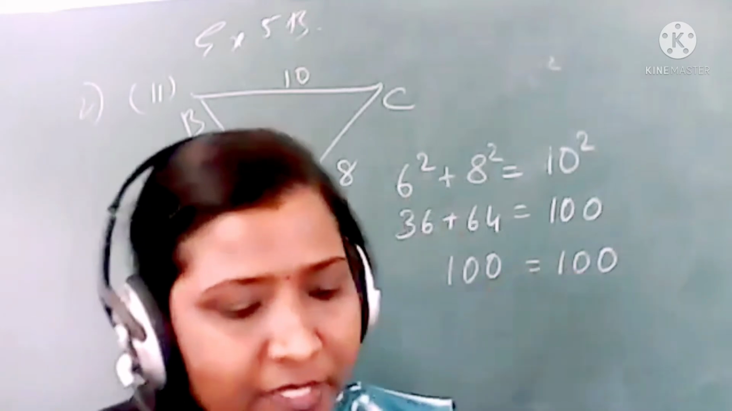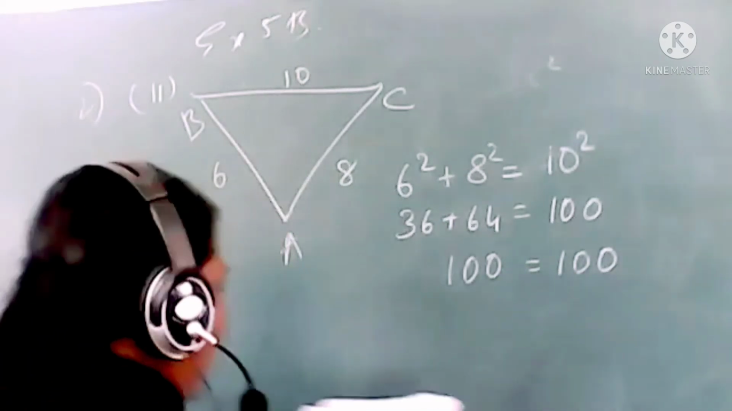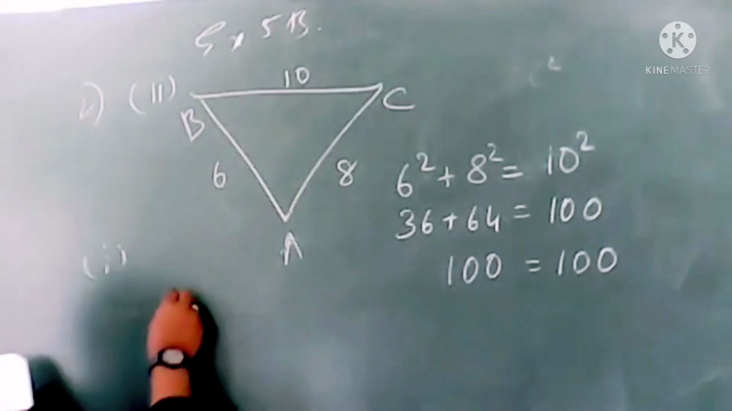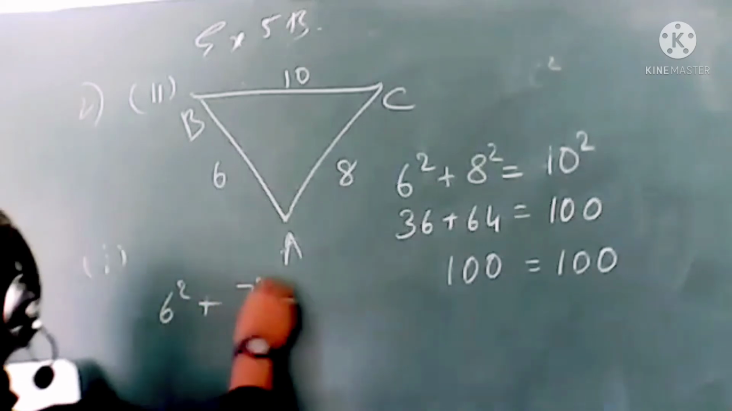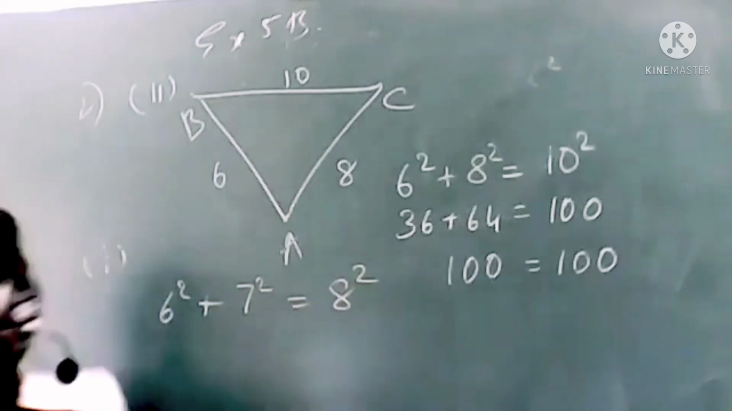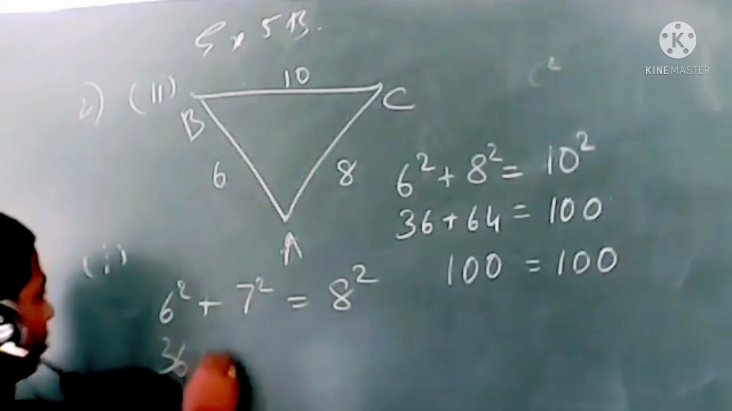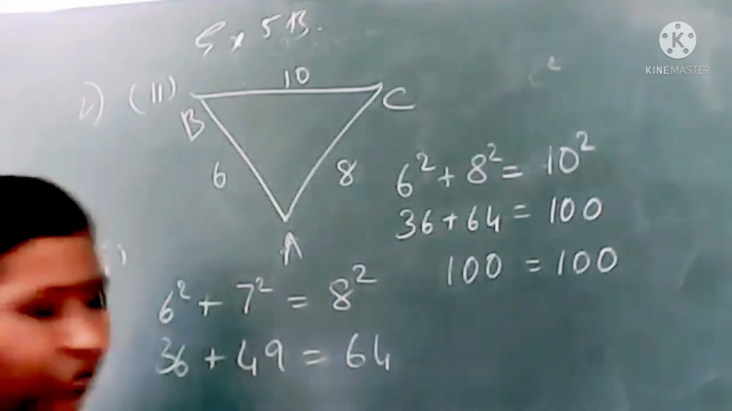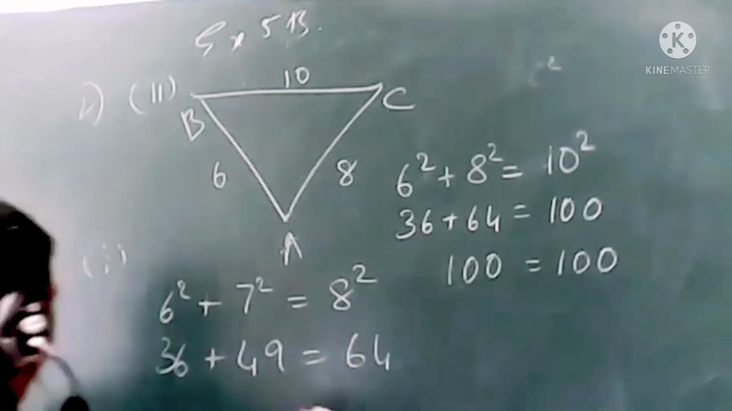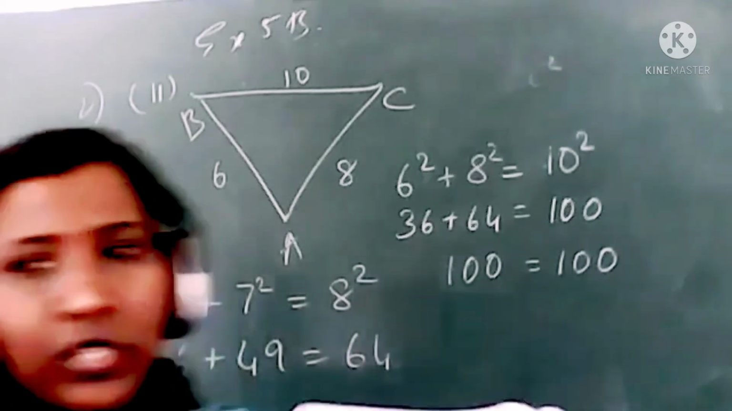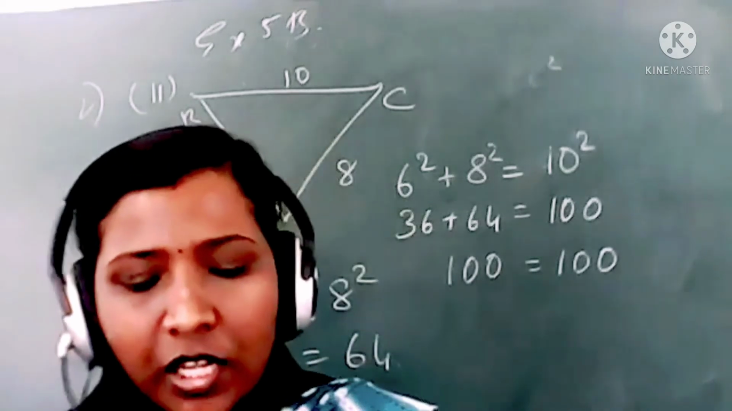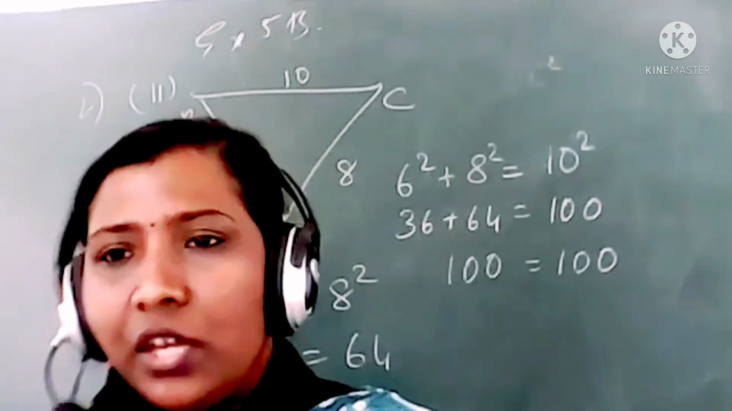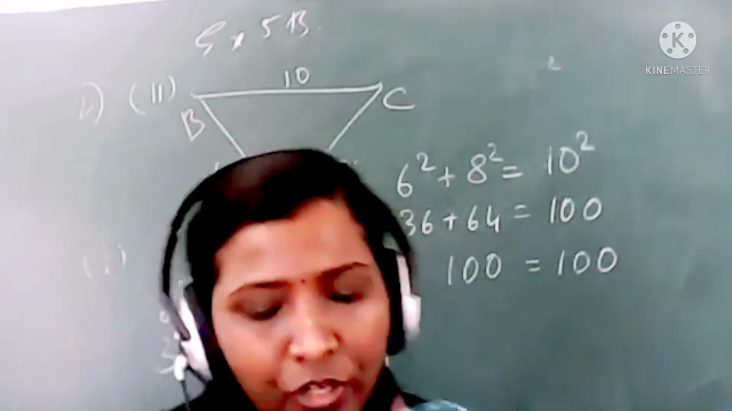For example, if you take the first question, it is given 6 square plus 7 square is equal to 8 square. So 6 square is 36 plus 49 is equal to 85, and 8 square is 64. It will not come equal. So that means it is not a right angle triangle. This you have to check in the question. I think all of you understood.